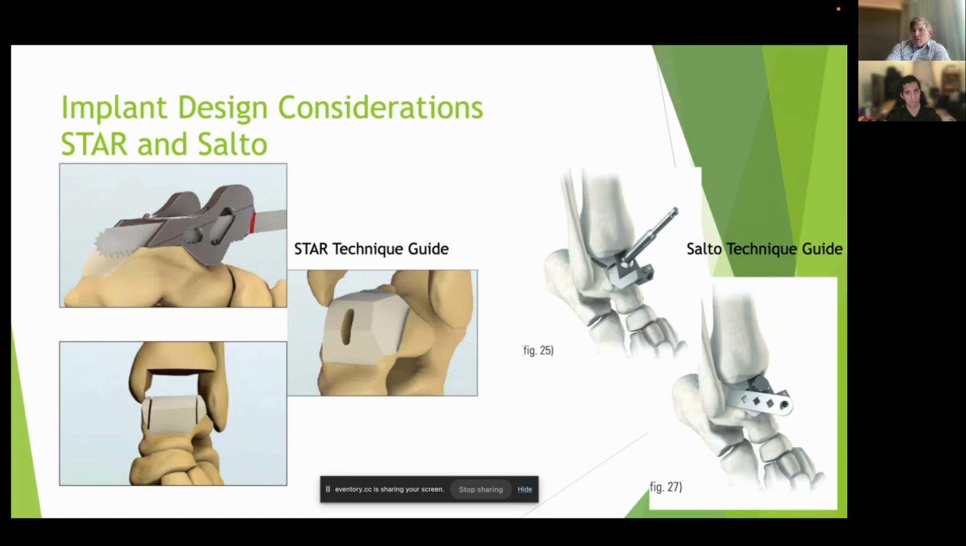So Salto really only has that lateral chamfer, but still significant into that lateral gutter and into that lateral process at times, depending on how you do that cut with a reciprocating saw. And then the Star, obviously, here with this kind of capped design with that single central keel.